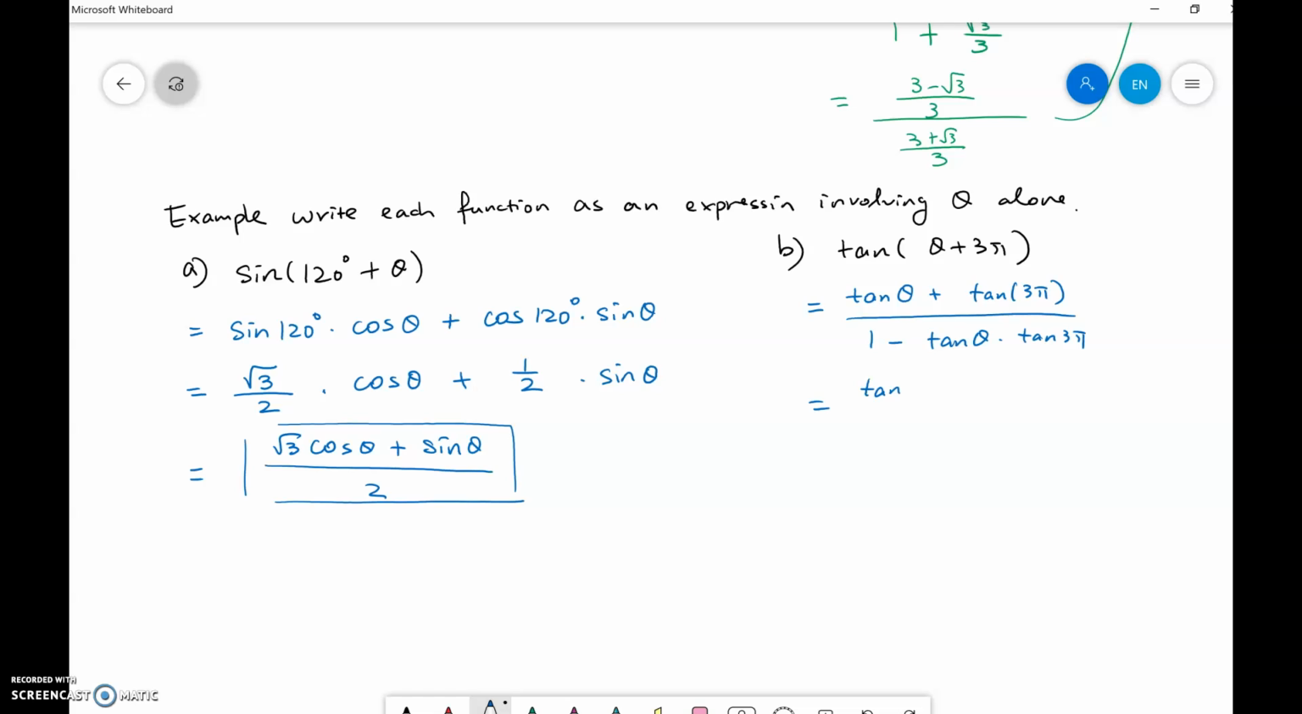I cannot do anything with tangent of theta, and tangent of 3 pi is 0. So 1 minus tangent of theta times 0. We end up with tangent of theta over 1, which is just tangent of theta.